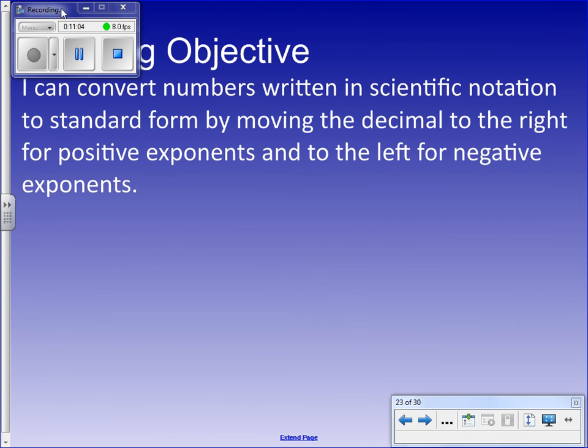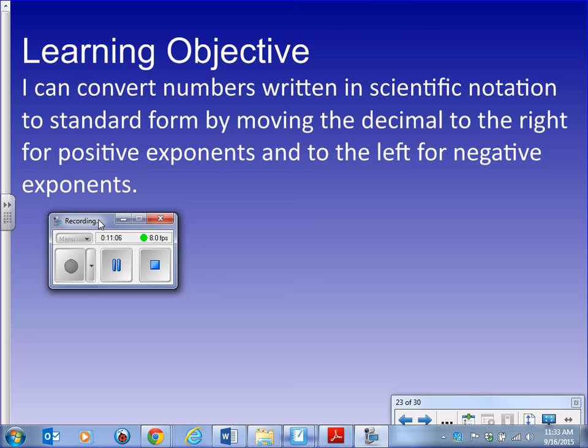All right, so what you should be able to say at the end of this video is that I can convert numbers written in scientific notation to standard form by moving the decimal to the right for positive exponents and to the left for negative exponents. If you have any questions at all about this, please jot those down in your notes so that we can talk about them next class.